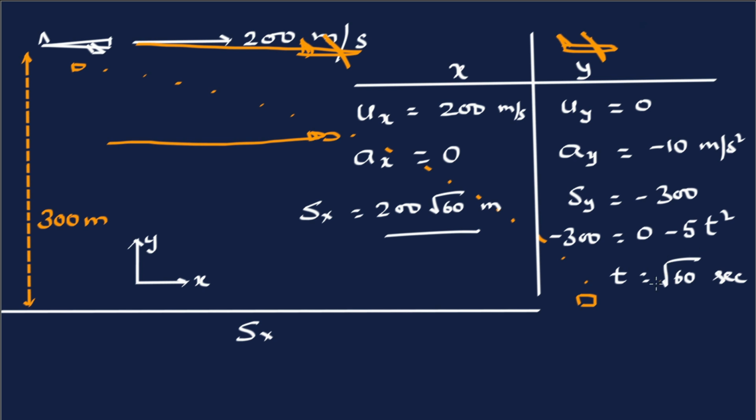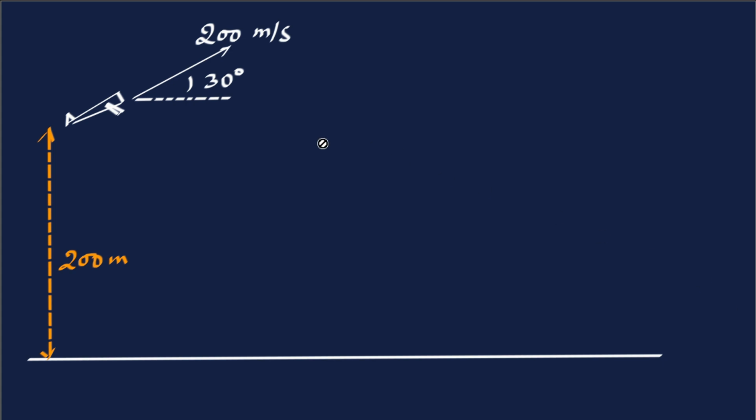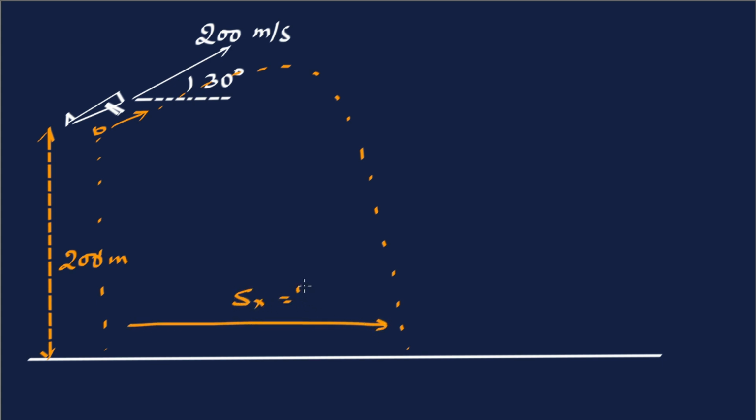Now let's go to the next problem, which is different. In this problem, a plane is flying at 200 meters per second, making an angle of 30 degrees with the horizontal. It's not flying horizontally. At the instant that it is 200 meters above the ground, it releases a bomb. So the bomb also has the same initial velocity. The question is, where does the bomb land? That is, at what horizontal distance from the point of release does the bomb land? In other words, what is the horizontal displacement of the bomb?